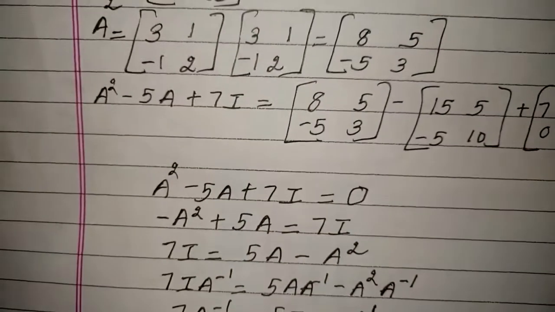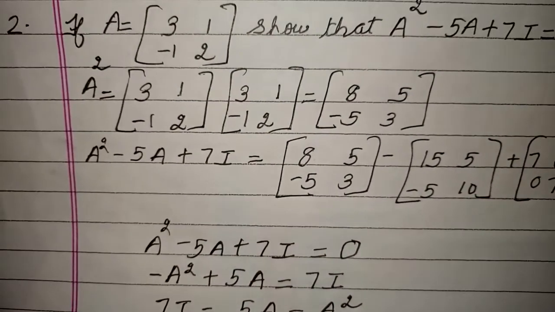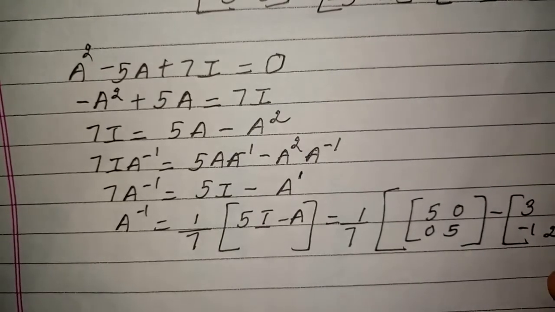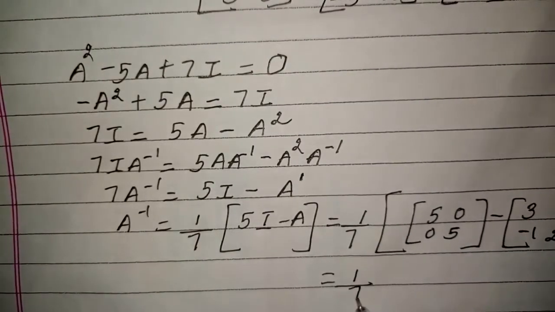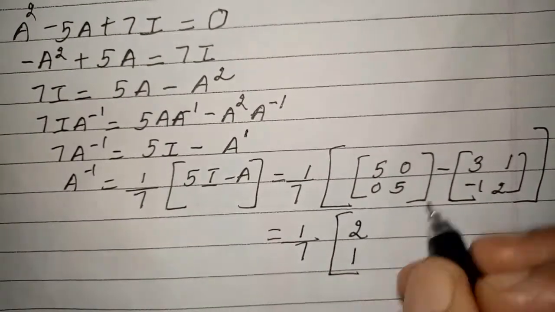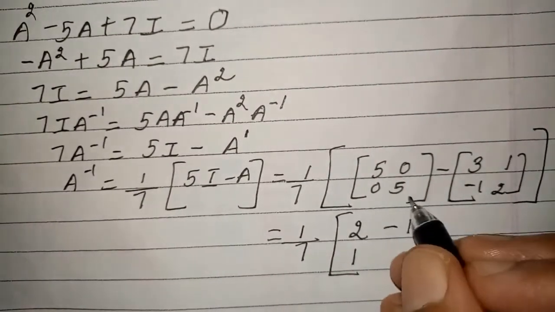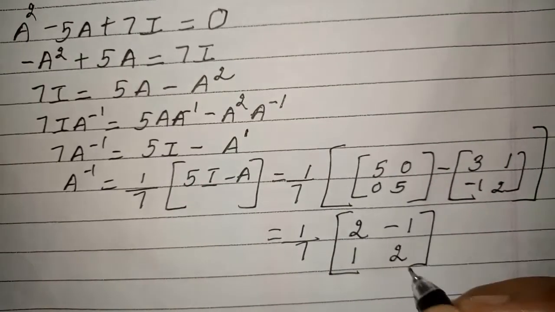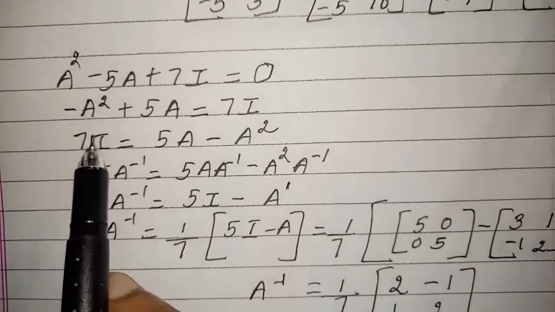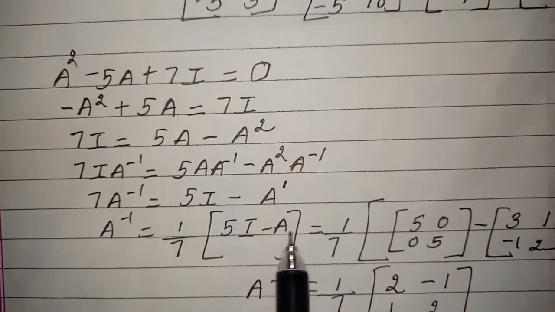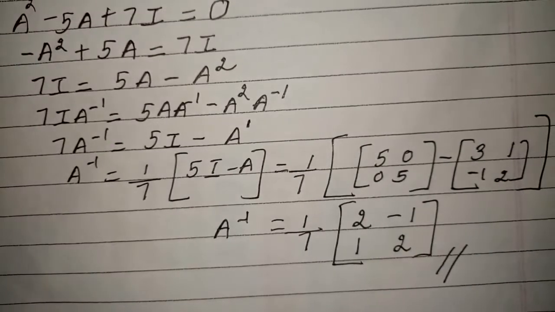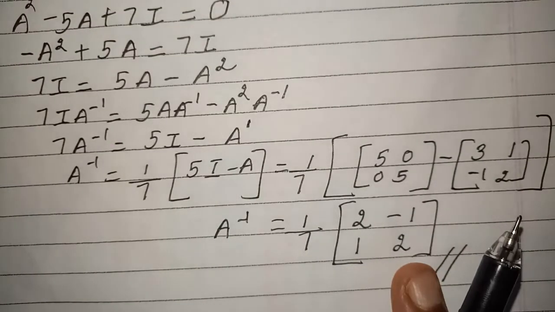What is your A, children? [3, 1; -1, 2], right? So I'll write here [3, 1; -1, 2]. Simplification of this will give you the value of A inverse. So this is 5 minus 3, 2, 0 minus 1, 0 minus minus 1, 5 minus 2, 3. So this is my value of A inverse. You understood? I have done post multiplication by A inverse, and I could do it because A inverse was existing. So I have got this answer.